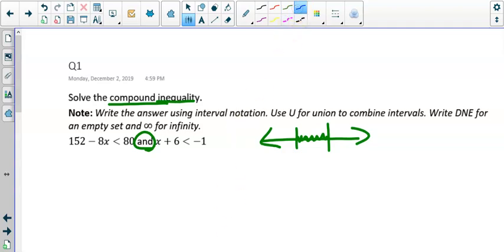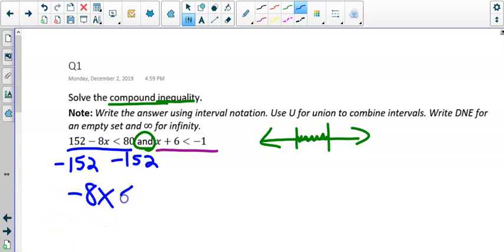So let's go ahead and start working through this. Remember, when it comes to inequalities, it's just like working two problems separately. We got problem number 1 right here, and we got problem number 2 right here. And we're just going to get both of these answers separately. So how do I solve my blue problem? What are we going to do first? We do need to get x by itself. So what are we going to do? Subtract 152. All right, minus 152, minus 152. So we've got negative 8x less than, what is 80 minus 152?